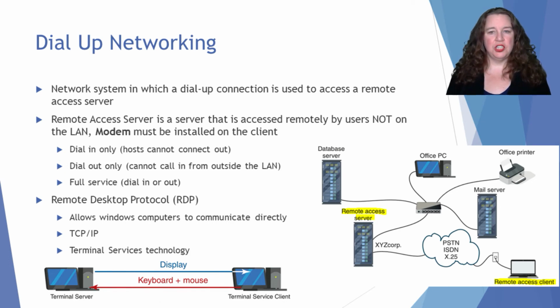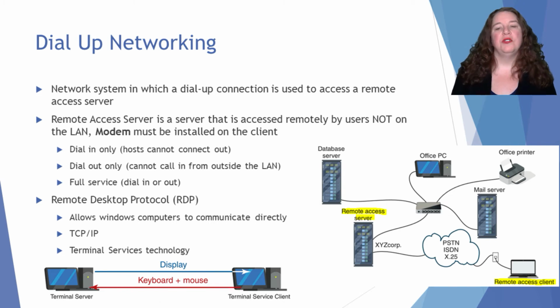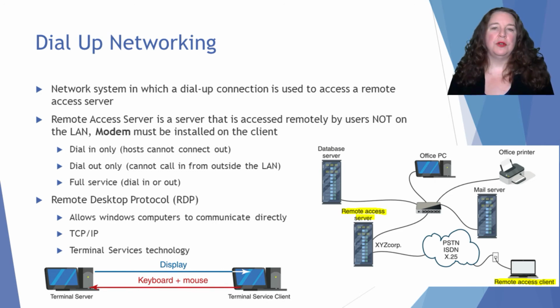So in this image here, you can see we have our database server and our office PC and our printer and our mail server. If you are inside your LAN, you are not dealing with the remote access server at all. If you are outside your LAN, so you're over at your house, you need a client on your local machine. You're going to dial in through your phone lines and connect into your remote access server. So that's how this one's going to connect. You don't always have to use your plain old telephone network. You're going to be using either your ISDN or X.25, but it's still going to be slower.